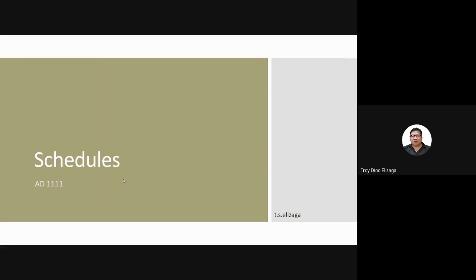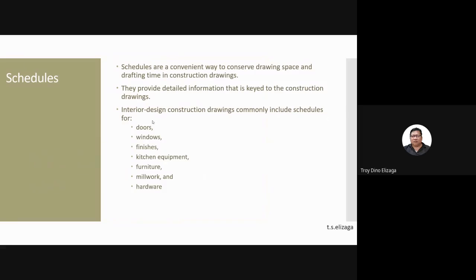Now another topic is the schedules. Okay. Now, a schedule is a convenient way to conserve drawing space and drafting time in construction drawing because it provides detailed information that is key to the construction drawing. So, interior design construction drawings commonly include the following schedules: for doors, windows, finishes, kitchen equipment, furniture, millwork, and hardware.